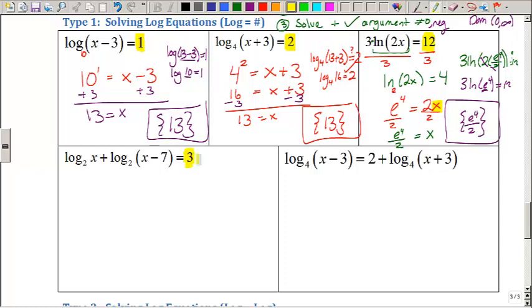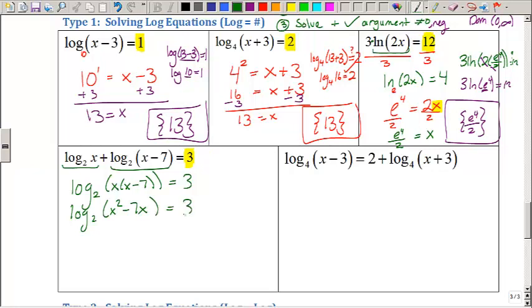So this is of the form log equals number. Although step 1 tells me that I need to condense down to a single logarithm, and I have 2 logarithms at the moment. So to condense the 2 logs, I'm going to use the product rule, which gives me log base 2 of x times x minus 7 equals 3. And we could have actually distributed that to get x squared minus 7x. Step 2 says change from log form to exponential. My base here is 2, so that gives me 2 raised to the 3rd power equals x squared minus 7x.